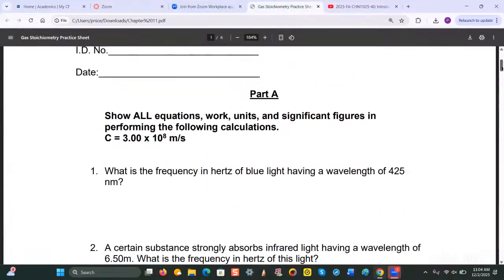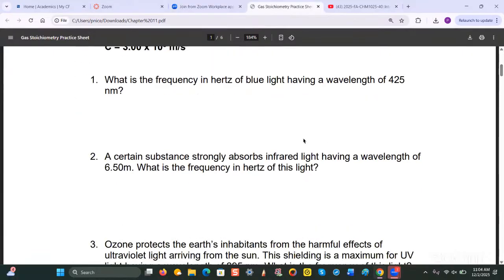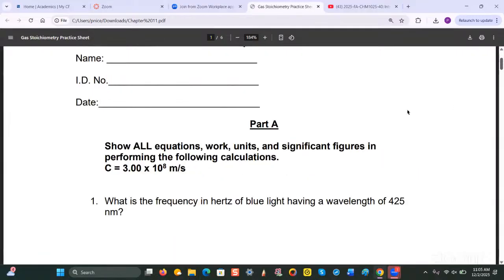So, the topic of chapter 11 is dealing with atomic structures, or the structure of the atom. But before we get into the structure of the atom, we have to talk about the nature of electromagnetic radiation, right? And in order for us to understand the nature of electromagnetic radiation, we have to understand the different properties of a waveform, all right?